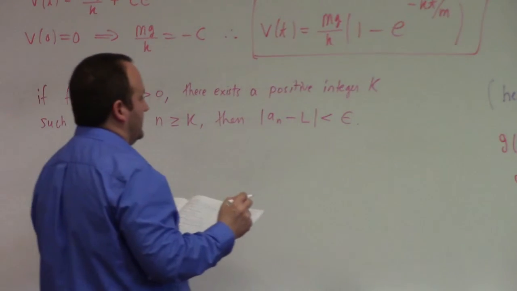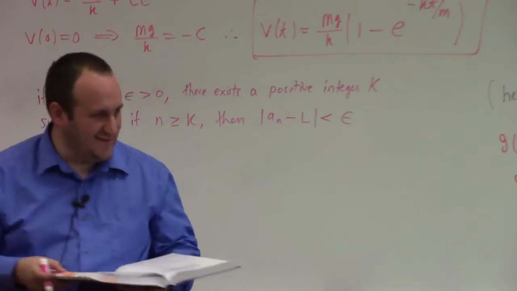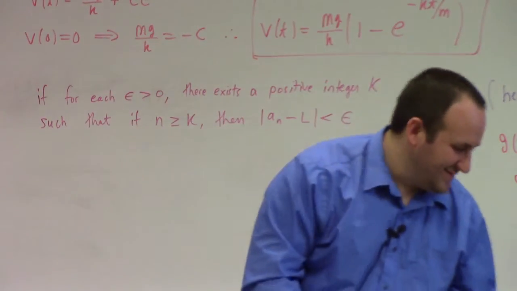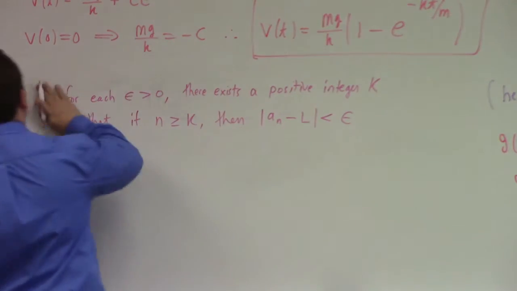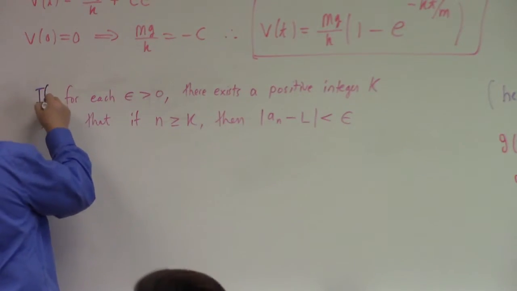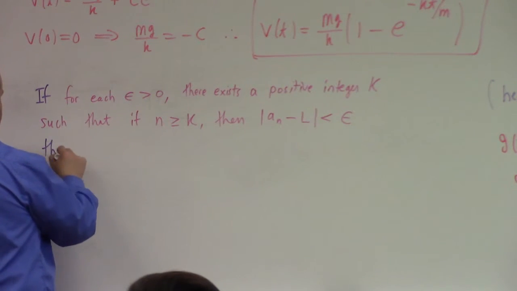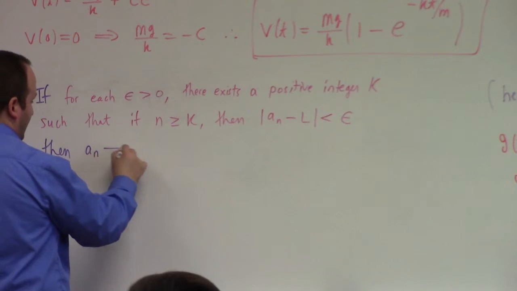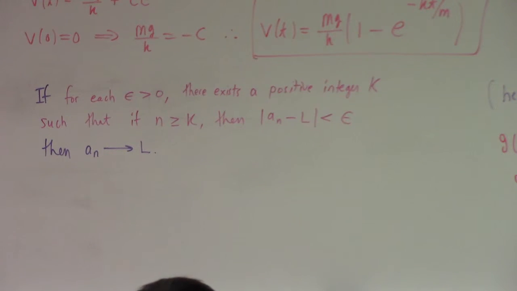And let's see here. There's a lot of ifs and thens going on here. Let me kind of use a color coding here. There's this big if at the start, all right? All this stuff happens, then a sub n goes to L. What's in pink is the condition that's needed to be met for the limit to exist.